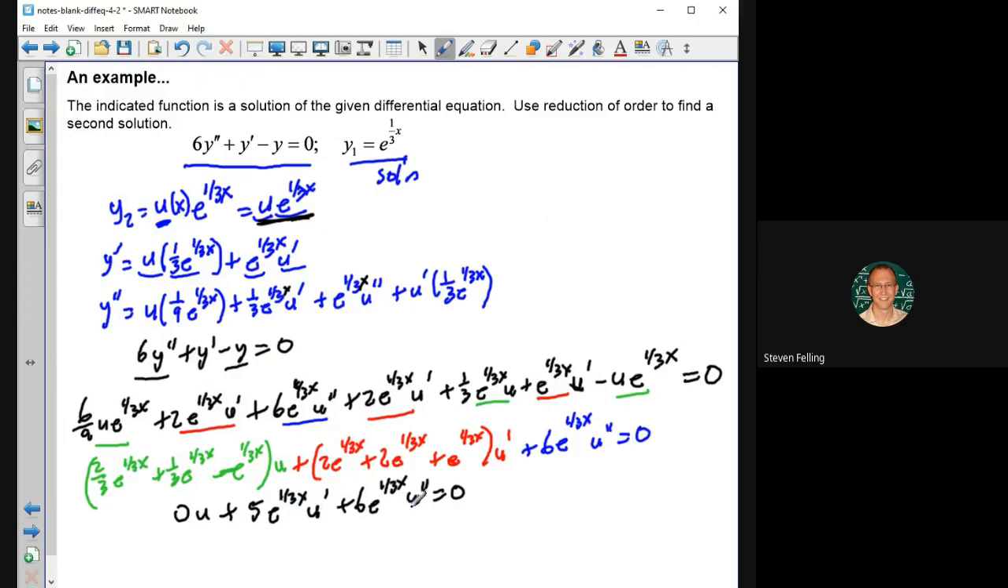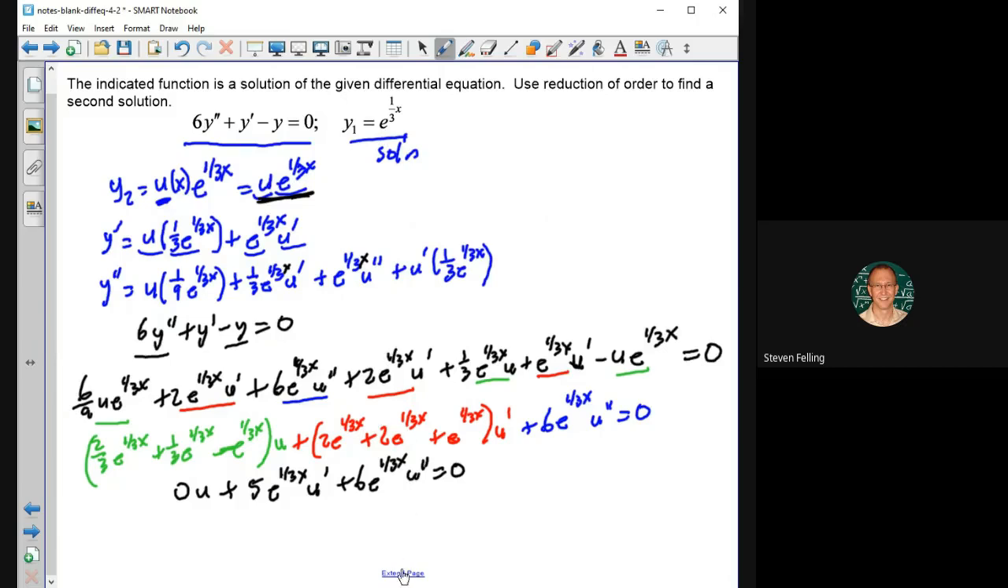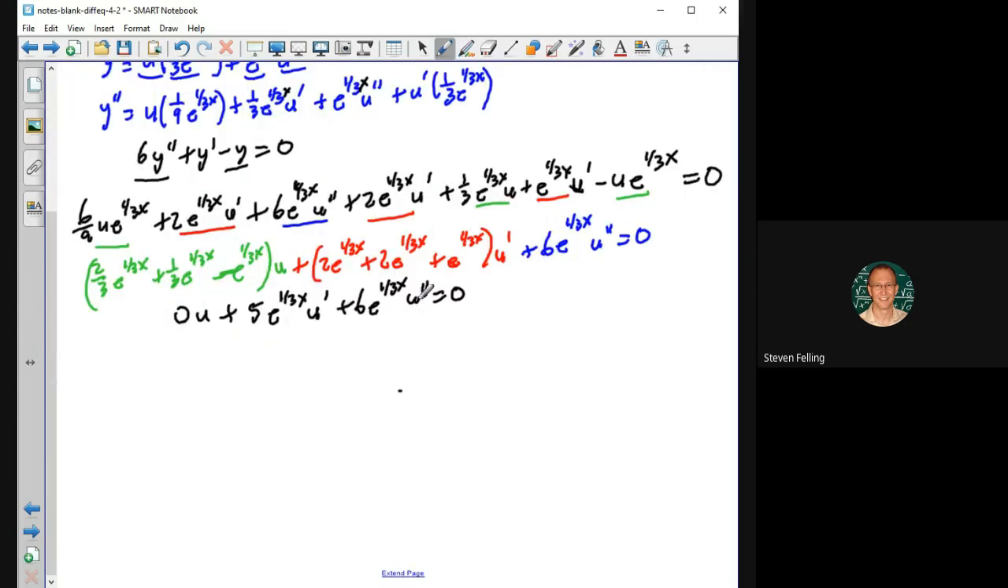Now, what that means is now I can do a symbol substitution. Right now I've got a differential equation which has a u prime and a u double prime. Okay, so I'm going to make a symbol substitution now. I'm going to say let w, a new letter, equal u prime, which means now I can write this as 5 e to the 1/3 x w plus 6 e to the 1/3 x w prime equals 0. And this is now a first order differential equation, which means I can use the techniques from chapter 2 to solve this.